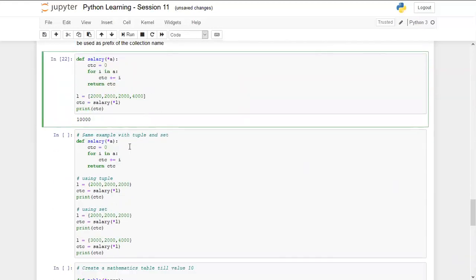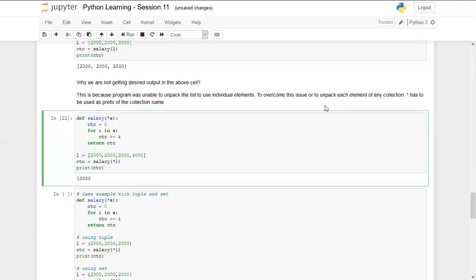Tuple and set. Or let's rejoin because only 2 minutes are left. So let's rejoin and continue. I think we will complete this session before time. So let's rejoin it quickly and we will proceed.